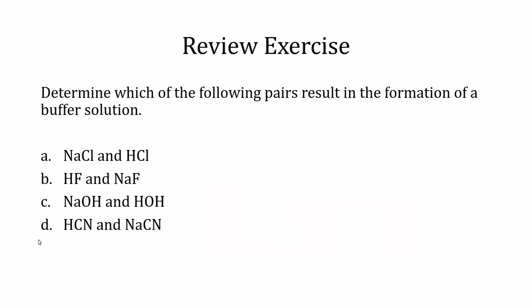Here is a review exercise for you to do. Determine which of the following pairs results in the formation of a buffer solution. A, NaCl and HCl. B, HF and NaF. C, NaOH and HOH. D, HCN and NaCN.